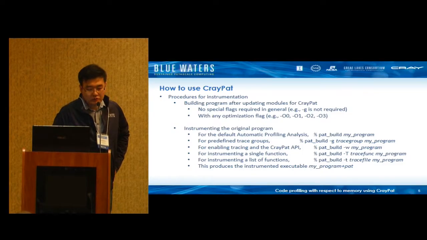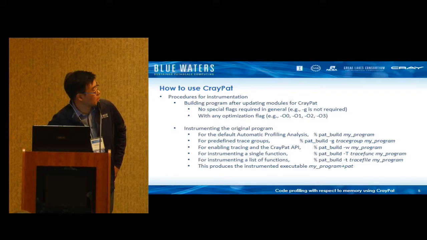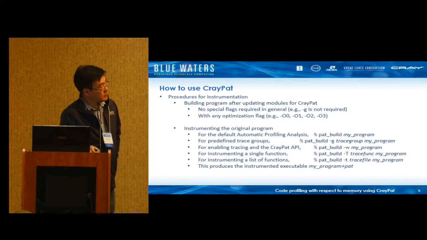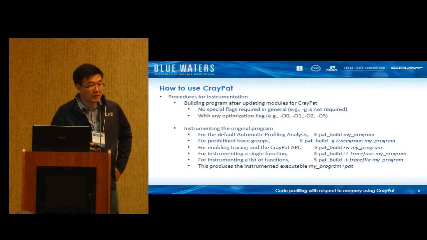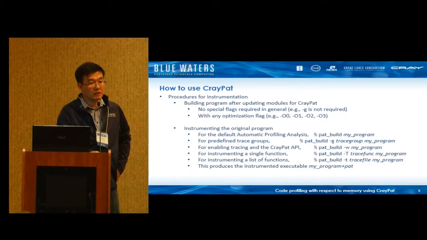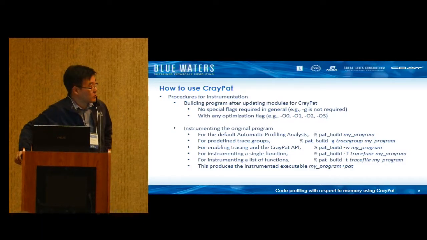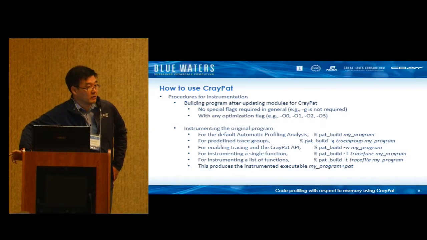There are several ways to instrument your original program, like presented here. But if you just do pat_build on your original program, you will get the instrumented binary with the default version. The default version is automatic profiling analysis. If you want to use the CrayPat API, I will discuss it later. You have to use pat_build -w and your original program name, or you can choose any other options.